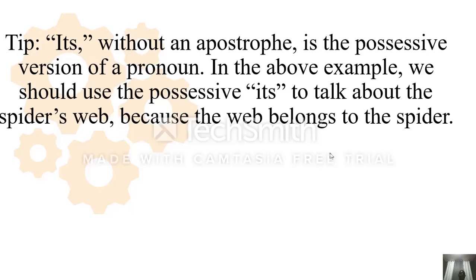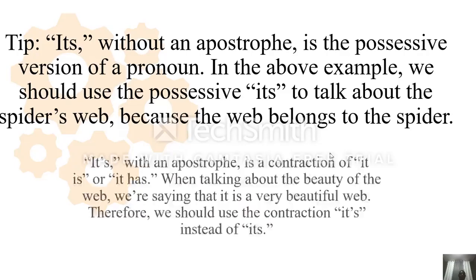In the above example, we should use the possessive its without the apostrophe to talk about the spider web, because the web belongs to the spider. Do you understand? So now I'm going to repeat it. In the above example, we should use the possessive its to talk about the spider web, because the web belongs to the spider. So it's my car, it's his car. Is that correct? Possession, right? Since the spider is an animal, it's its web, not his web. So its without the apostrophe here is a possessive version of a pronoun.